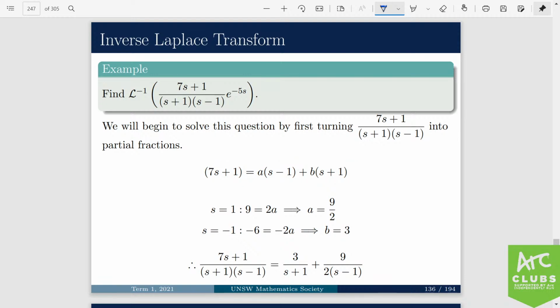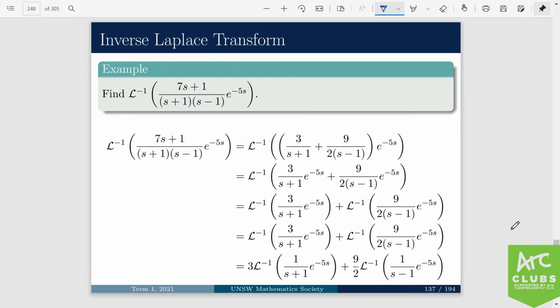So therefore, we've turned this fraction into 2 partial fractions, which is a lot easier then to apply the Laplace transform, because then we have expressions for these in the table, whereas we don't have an expression for that. Cool. So moving forward, all I've done is just substitute our partial fractions in.